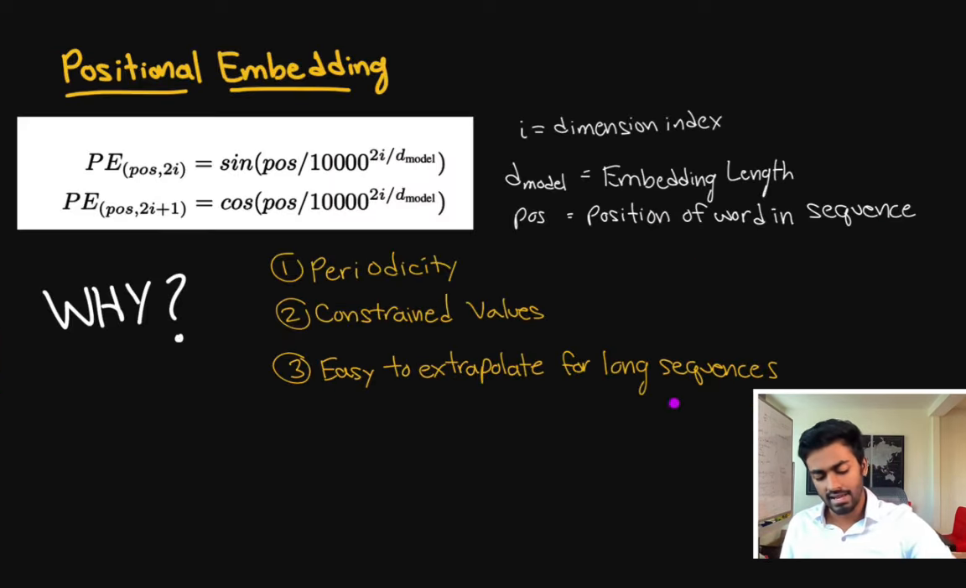And so it will not be able to derive any context from them. The last reason is that it's easy to extrapolate for long sequences. This here is just going to be a very deterministic formula that's very easy to compute. And even if we haven't seen certain sequence lengths in our training set, we'll always be able to interpret them in our test set. And so because of easy extrapolation, it's used.